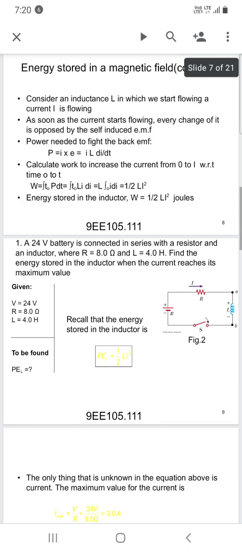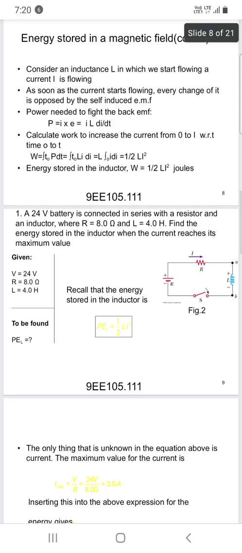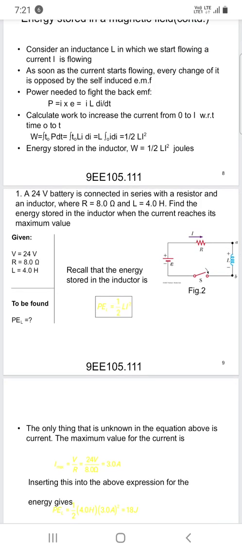So the relation between the induced EMF and inductance in the circuit is E is equal to L into di by dt, and L is equal to E by di by dt. So here the power is equal to I into E, which is I into L into di by dt.